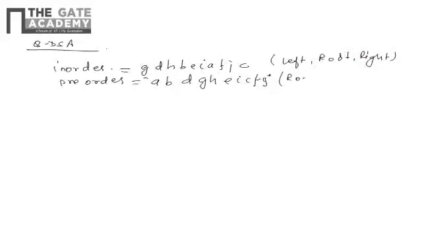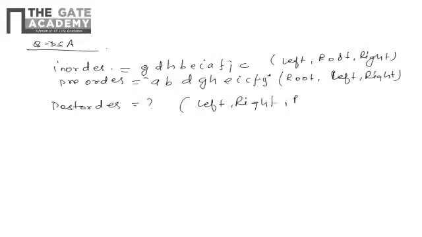Pre-order means root, left, and then right. So this will be the pre-order, and we have to find out what will be the post-order. The post-order will be left, right, and then root. So the traversal will go like this. First, we shall see what the tree will be accordingly.